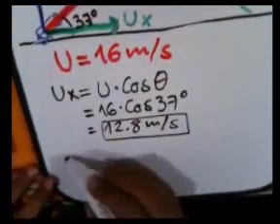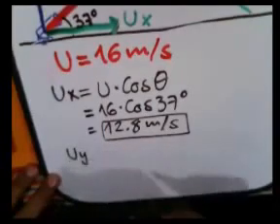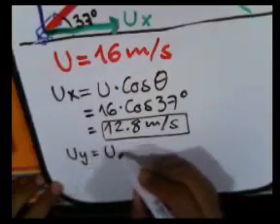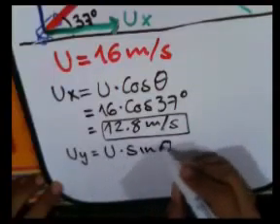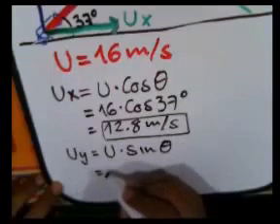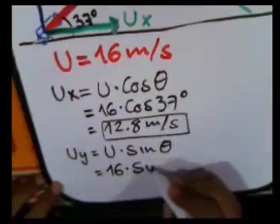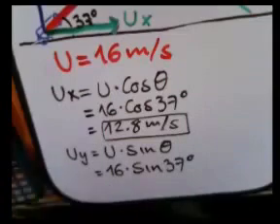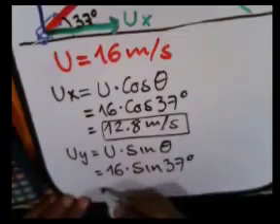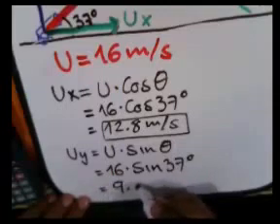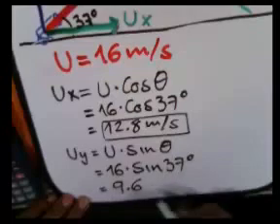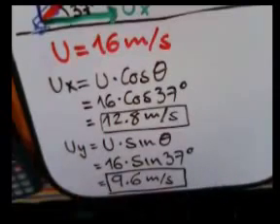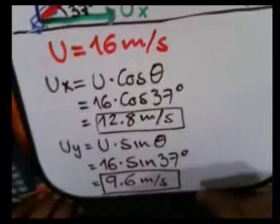Now if I want to find the other velocity, the initial velocity in the y-axis, or the components of the initial velocity, I just do the vector itself, which in this case is u, times the sine of the angle. So u, which is 16 meters per second, times the sine of 37 degrees. If I do that in my calculator, I get 9.62. So 9.6, because I said I was going to take only one decimal place. So 9.6 is the velocity of the object along the y-axis.